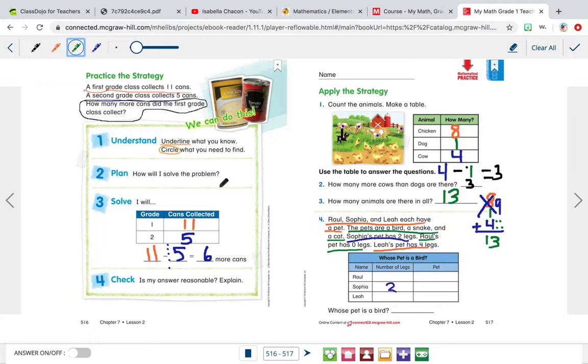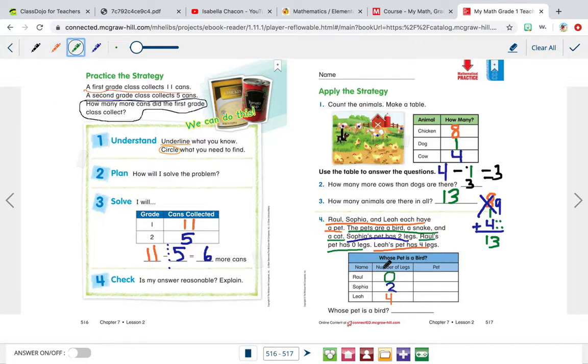Raul's pet has 0 legs. So I'm going to put 0 for Raul. Ooh, that's an interesting pet. I wonder if his pet has 0 legs, so I wonder if his pet is a bird, a snake, or a cat. Leah's pet has 4 legs. So we know now that Raul's pet has 0 legs, Sophia's pet has 2 legs, and Leah's pet has 4 legs. Now we have our options are a bird, a snake, and a cat.